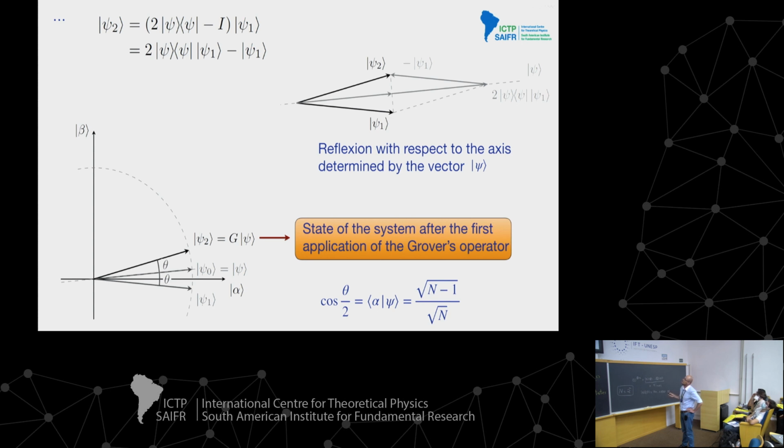So this vector is exactly the projection of the state psi1 along the state psi multiplied by 2. And then now we make the subtraction of the state minus psi1. So the final state, geometrically, it's possible to understand that psi2, the result state of this operation, is a reflection with relation to the axis described by state psi. Did you get it? Or not?